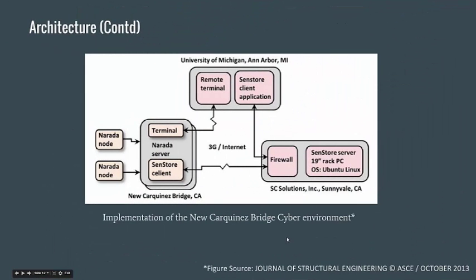Now we are seeing the implementation of the cyber environment of this project. As you can see, here is the Carquinez server at the bridge, and here is the actual server, the SenStore, placed in Sunnyvale, California, and there might be a client who is working at the University of Michigan and monitoring all the details of the bridge. This is what IoT brings to the table. And before concluding, we want to show you a movie clip.